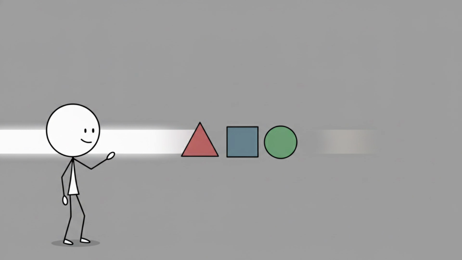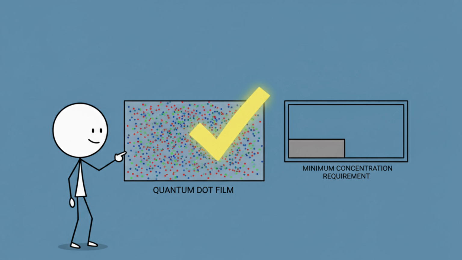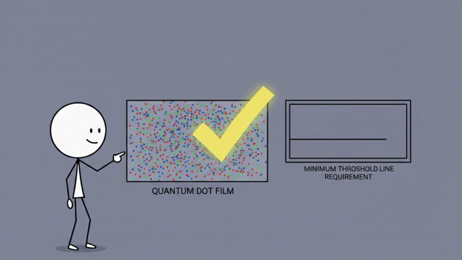Instead of white light shining through color filters and losing brightness, QLED generates the exact colors needed. This creates purer, more accurate colors than traditional LCD. Samsung's quantum dot film requires at least 3,000 parts per million of quantum dot concentration to work properly.